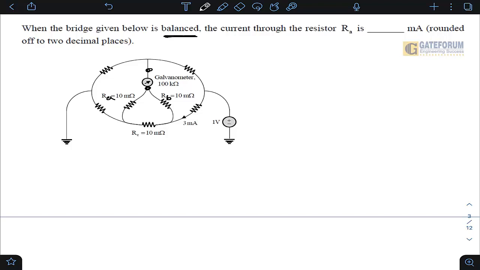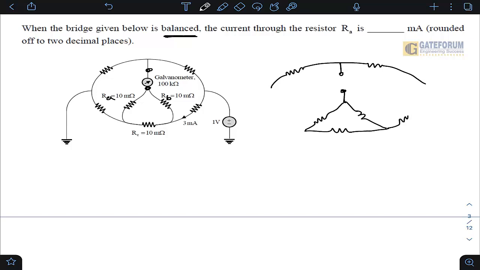So how will this circuit look? My circuit will be looking something like this. This is a resistor. Then this is another resistor, then this is the galvanometer, this is open circuit, and then you have this, you have this, and then you have this, and this is connected to a voltage source. This is grounded. Similarly, it is like this. This is also connected to ground.